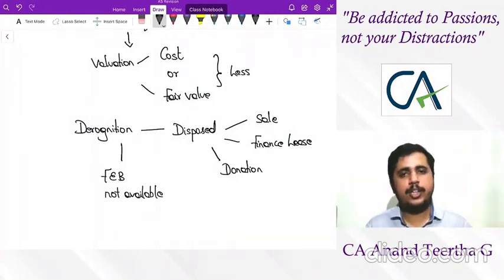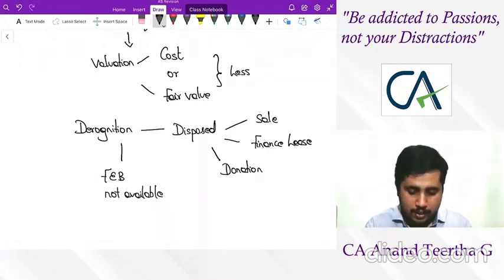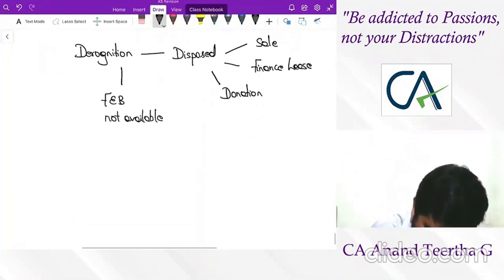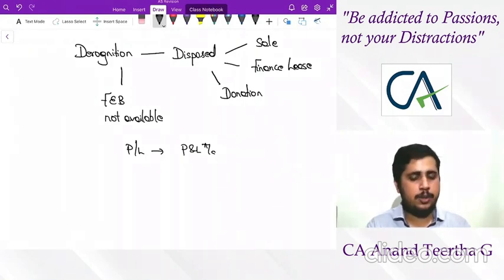Or if future economic benefit itself is not derivable, then derecognize. Whenever there is derecognition, any profit or loss is transferred to the P&L account. Whenever you make a derecognition, if there is a profit or loss, it is transferred to P&L.